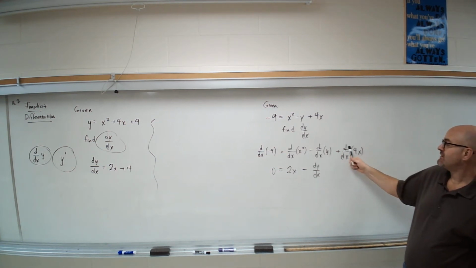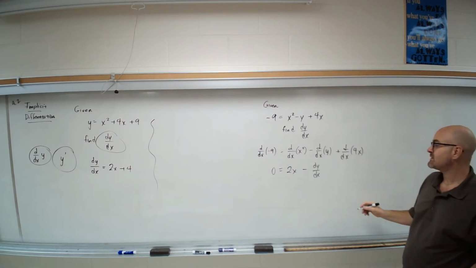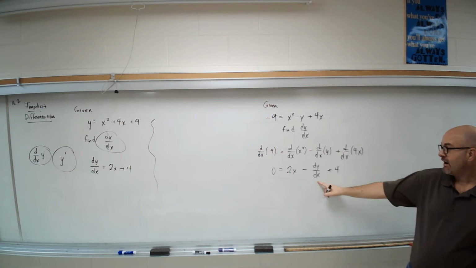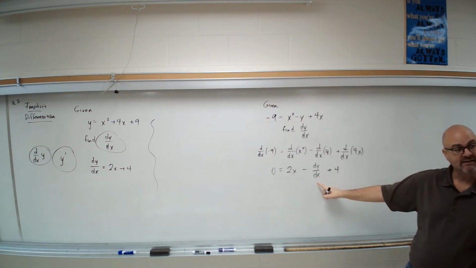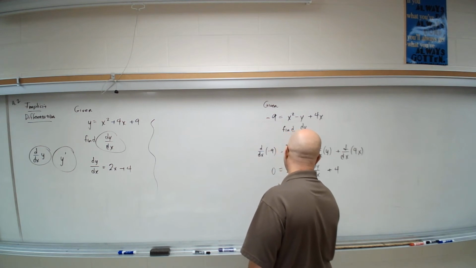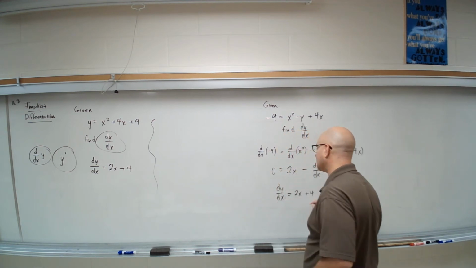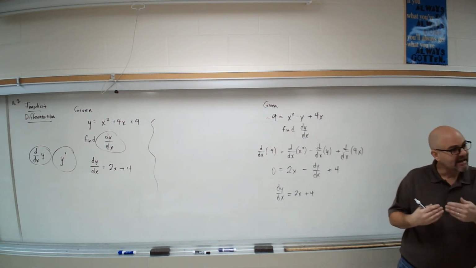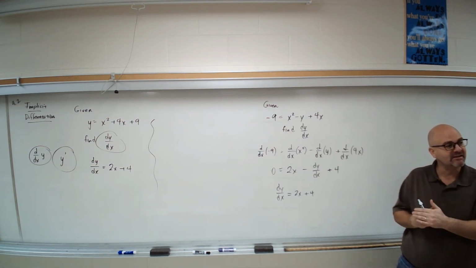And then over here, the derivative with respect to x of 4x would just be 4. Right? So then if we wanted to solve for dy dx, could we add this to both sides? Sure, we could say dy over dx equals 2x plus 4. So you get the same thing, right? It's that same process, but it's just that with respect to piece.